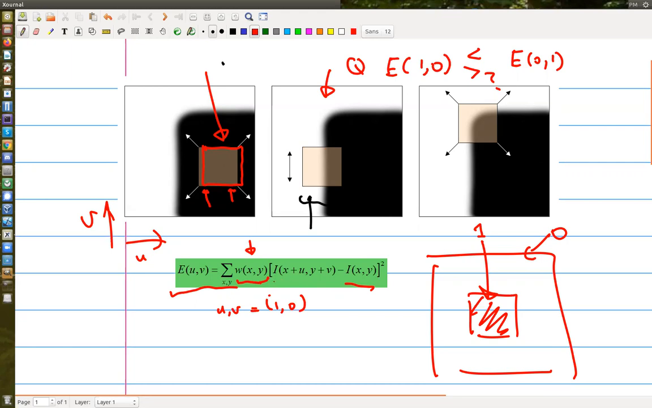Then inside the window, I'm trying to find the difference of the shifted image compared with my original image, and I sum the square difference of all of them inside the window. Now, I found this definition here. So let's consider this middle image here. Let's say this is the U direction and this is the V direction. So you can consider E10 and E01, two different values here. Now the question is which one is bigger? E01 bigger or E10 bigger?